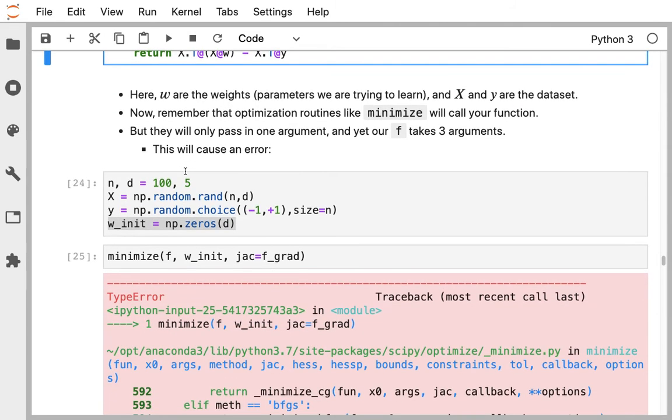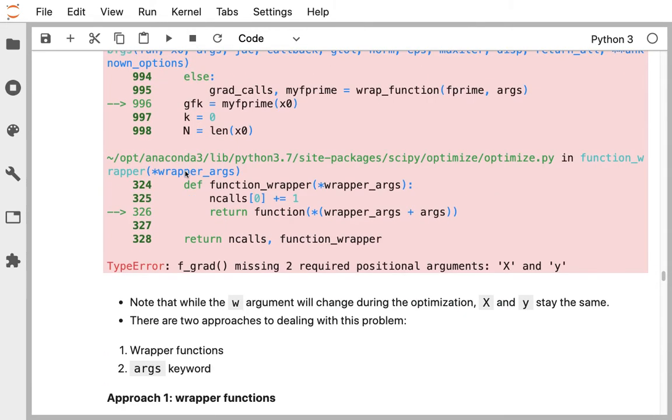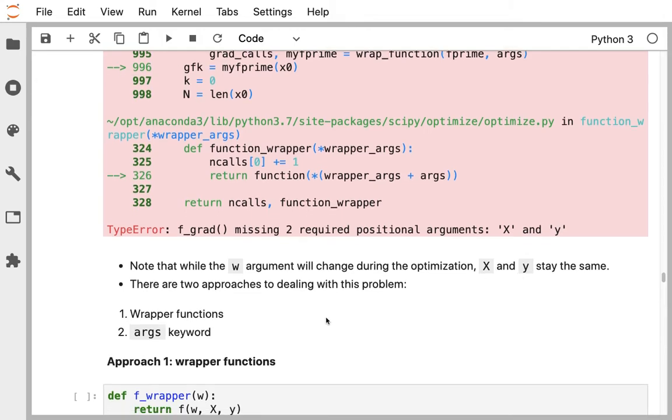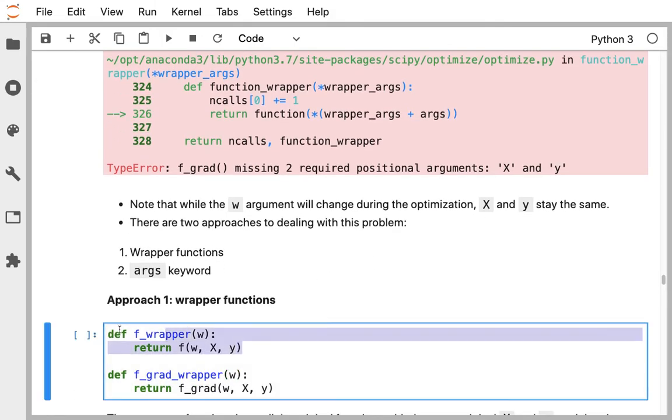So how do we deal with this problem? There's a couple of ways. The wrapper functions and this args keyword, and I'll talk about both. But just note that x and y are staying the same. x and y is our training data. That's not changing throughout the optimization. It's only w that's changing. So that's important for how we address this problem. So here's what we can do. We can make so-called wrapper functions that just wrap the original function. That's why it's called that.